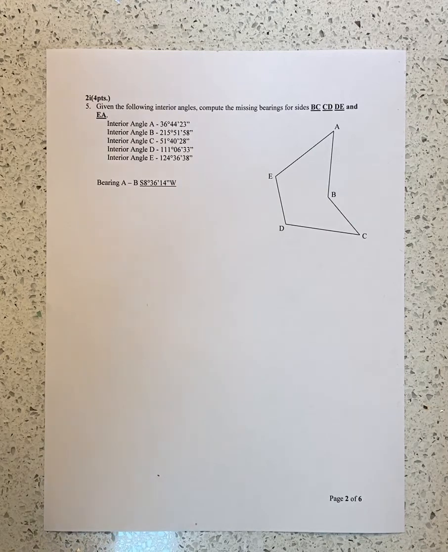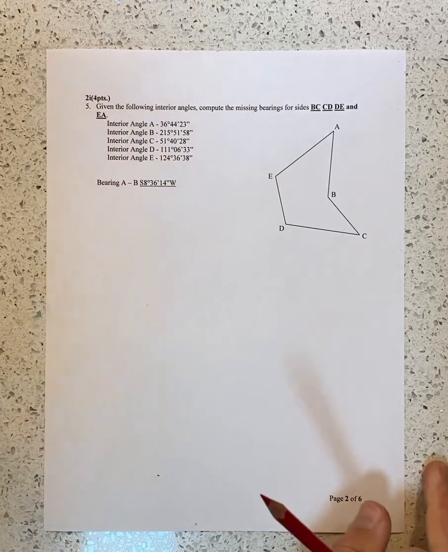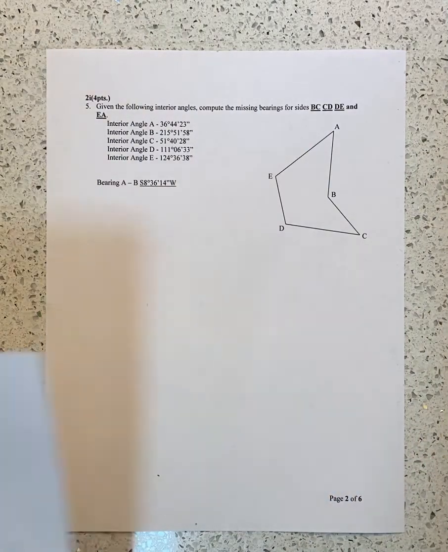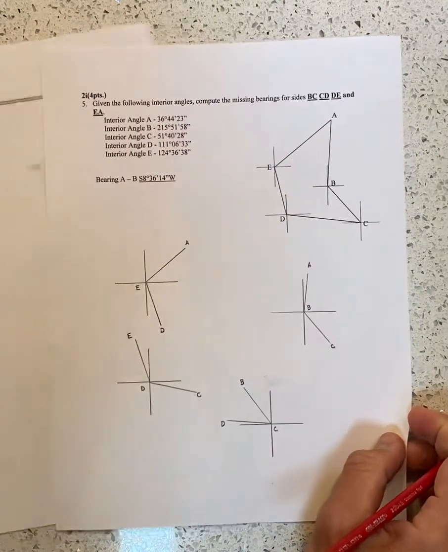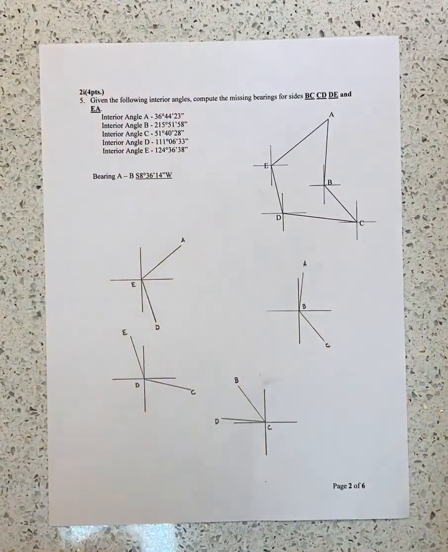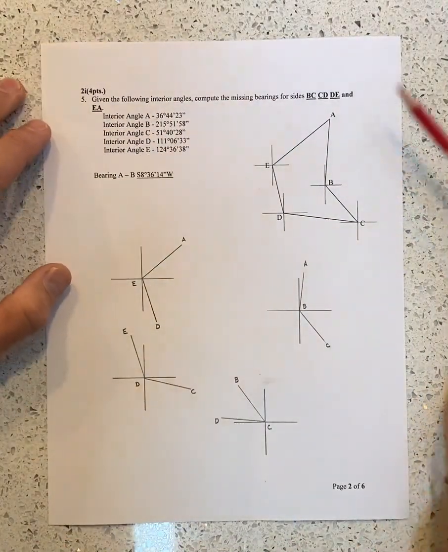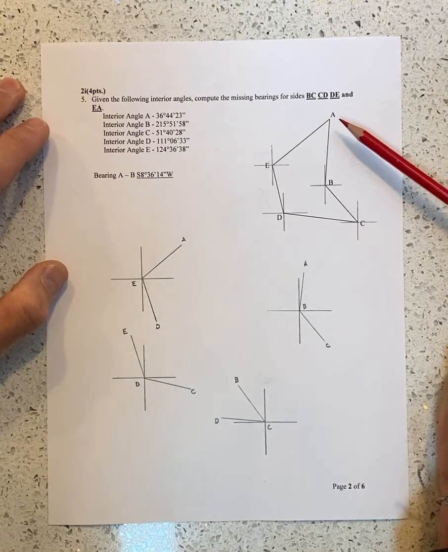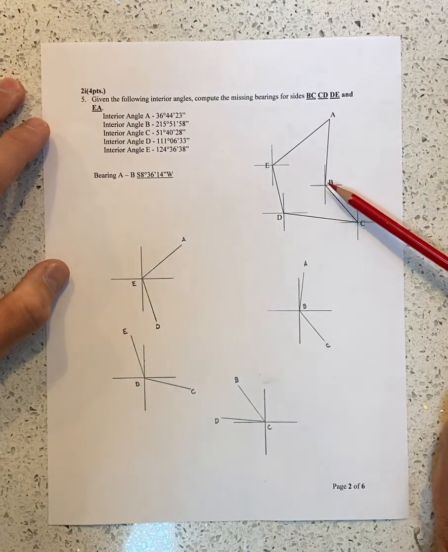So the first thing I do is draw a compass rose through the center of each point. And I can then kind of visualize that. So I've gone ahead and done that on this similar page. We're not really needing to compute anything at A at this point. So we're going to start here at point B.